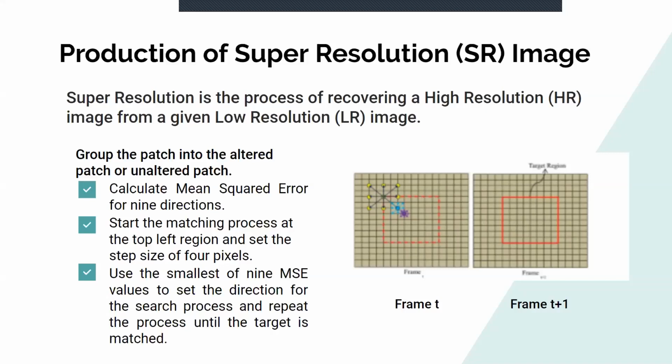As you can see, in the frame T plus 1, there is a red region with a size of 16 times 16 pixels. That is a target region which we would like to match in the frame T. There are 3 steps in the search algorithm. First, calculate the mean squared error for 9 directions. Secondly, start the matching process at the top left region and set the step size to 4 pixels. Third, use the smallest of the 9 mean squared error values to set the direction for the search process and repeat the process until the target is matched. Next.